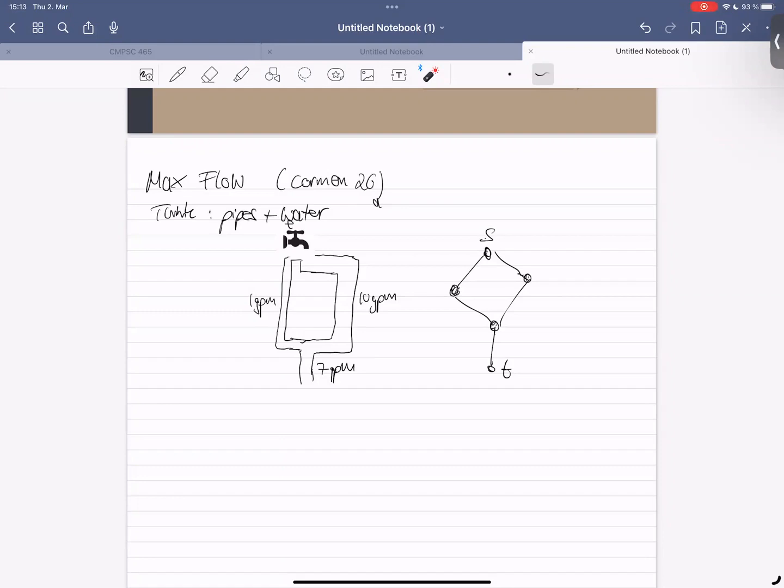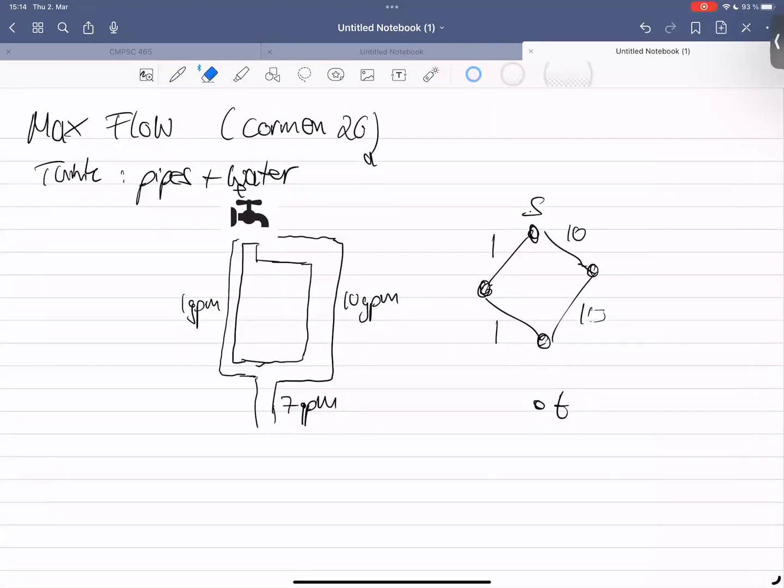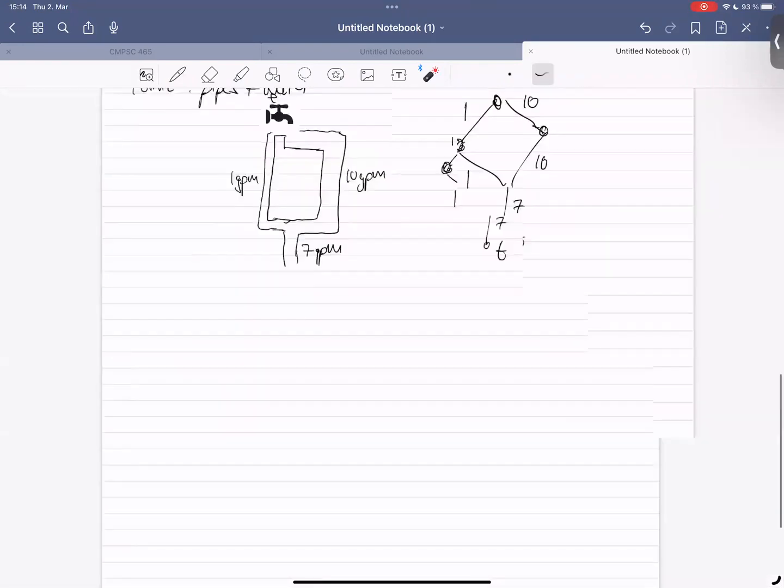We have nodes, we have edges, we have capacities on these edges. For example, we could say that this edge here has a capacity of 1, and this edge has a capacity of 10, and it continues down here and here, and this one has capacity 7. So this is basically our graph abstraction of the example shown here on the left, where we have these thin and this thick pipes that carry water that meet in this intermediate medium-sized pipe. Okay, so this is our abstraction of this problem.